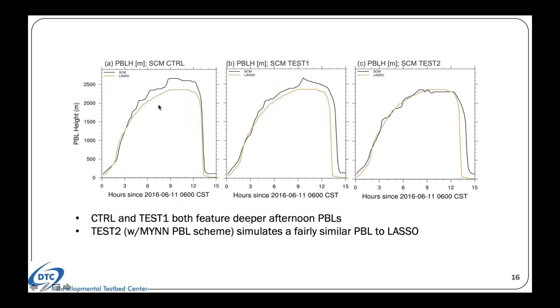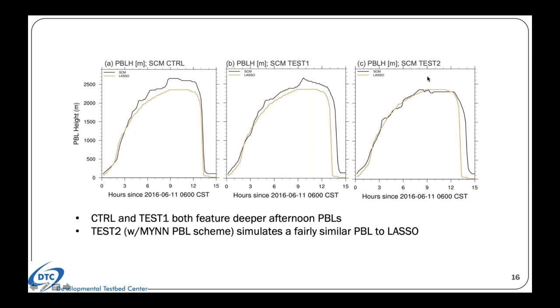each plot has an orange line that represents LASSO, and that is the same for all three plots. And the black line is going to be the individual single column model experiments. So with our control and with test one, during the afternoon when we have convection, we see that deeper boundary layer, which makes sense given that we're warmer and at least slightly overmixed.